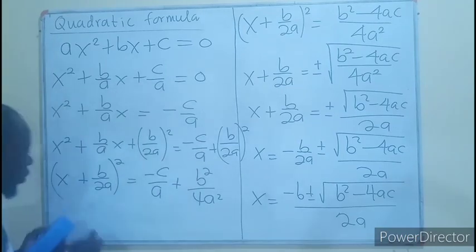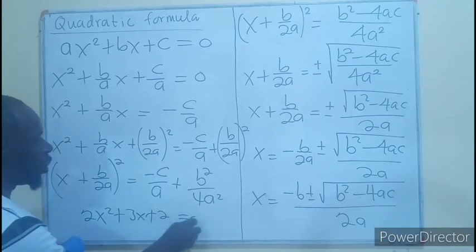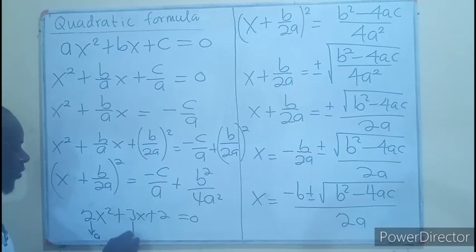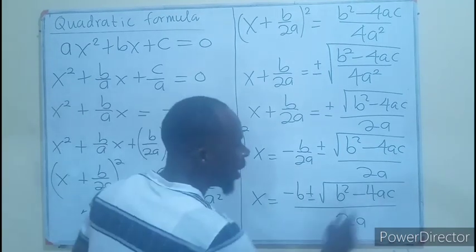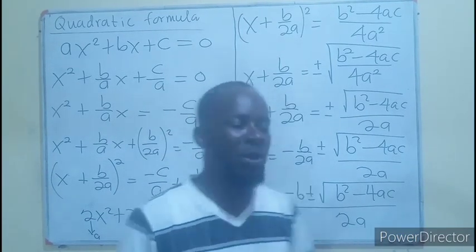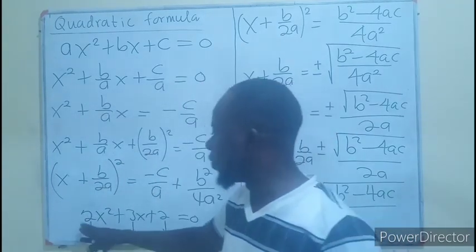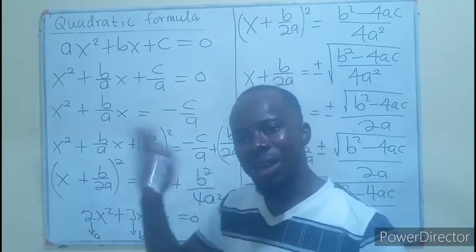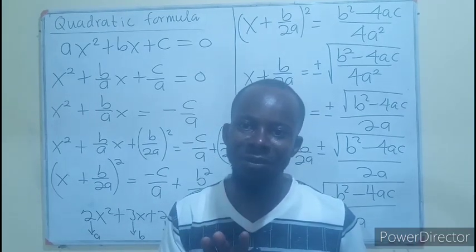Meaning, if I have 2x squared plus 3x plus 2 equals 0, I'll only take this to be a, take this to be b, take this to be c, and substitute them into where I see a, b, and c. Then your solution is secured if you're using the formula. If you're going to use the method we followed, then you begin to divide through by 2. Find half of the middle term, add it to both sides, find the square root, and voila, there you are. I believe the concept is clear.